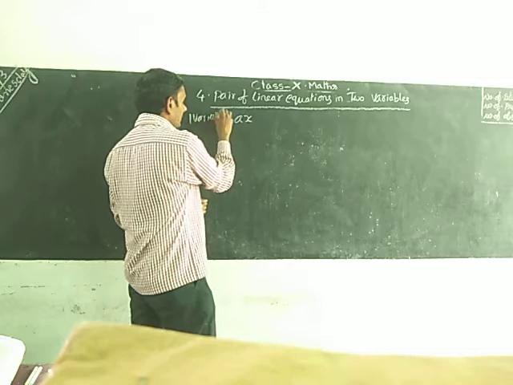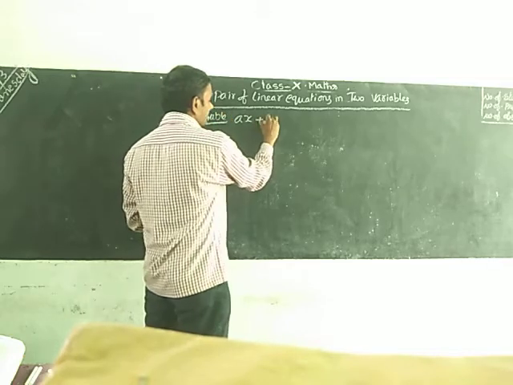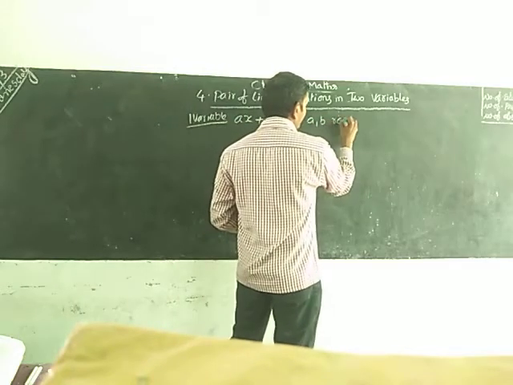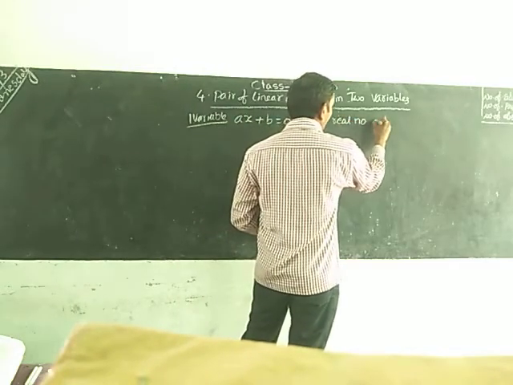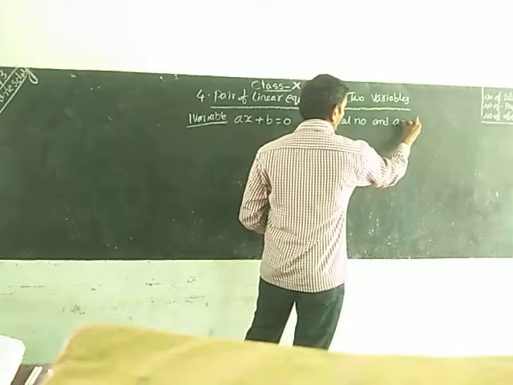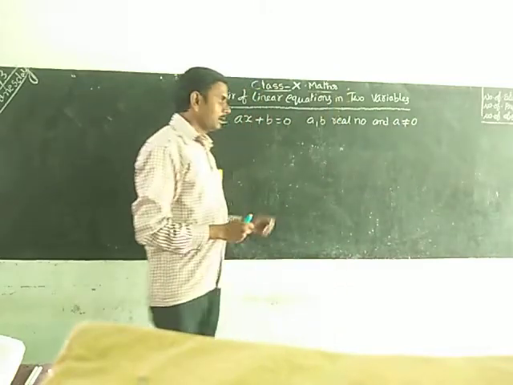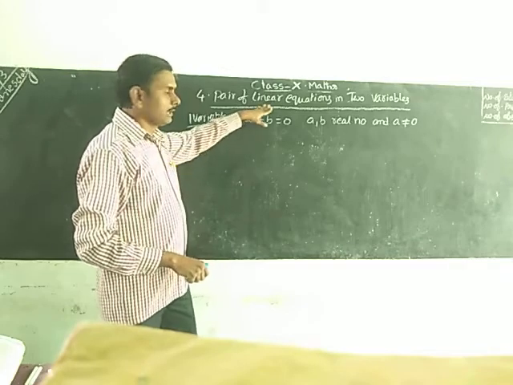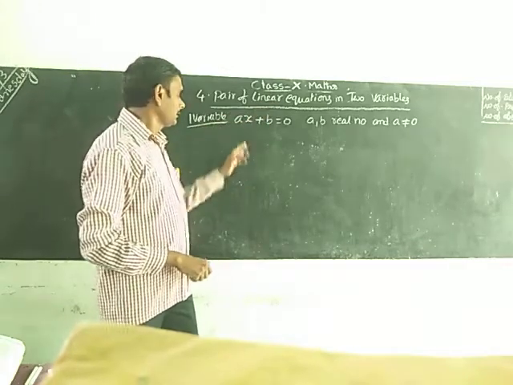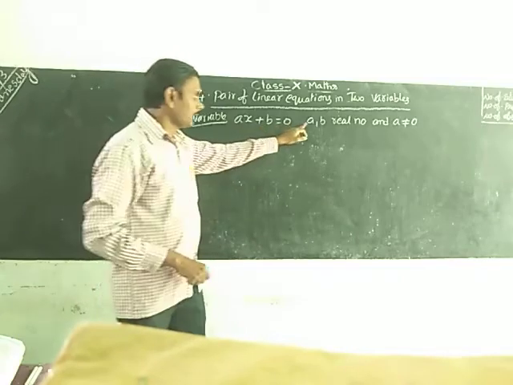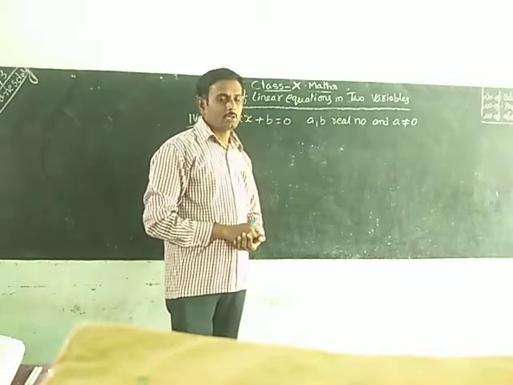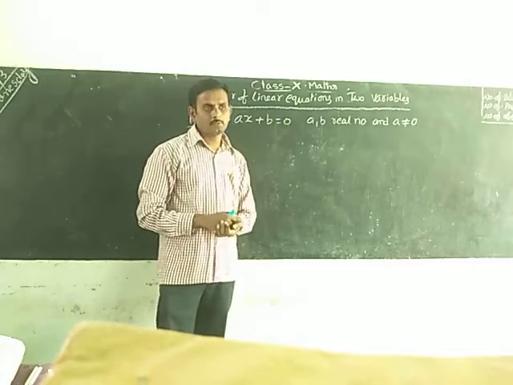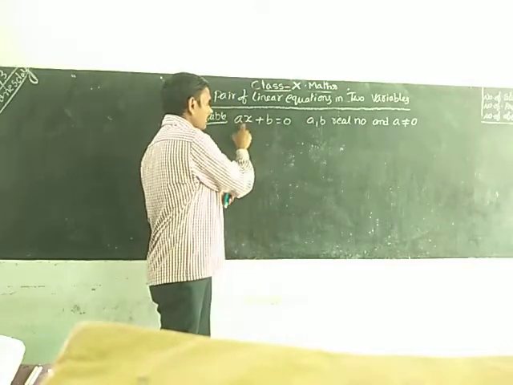The general form of a linear equation with one variable is ax plus b equal to 0, where a, b are real numbers and a is not equal to 0. In 9th class we learned this. The basic form of the linear equation in one variable is ax plus b equal to 0. If you observe here, this equation has degree 1.